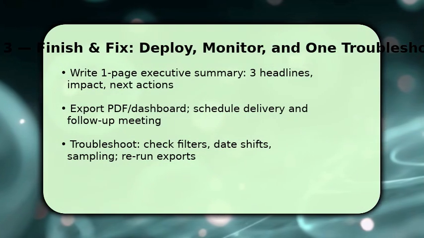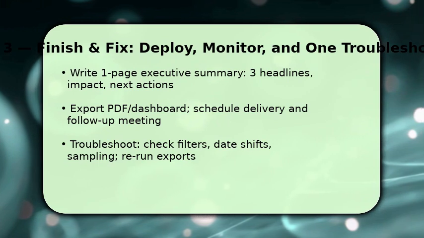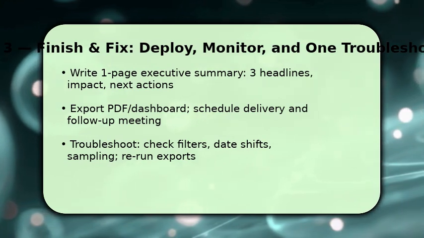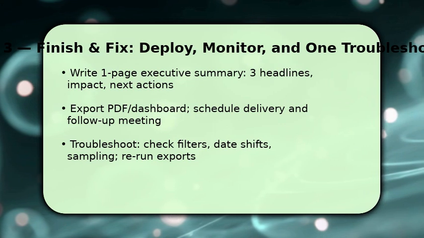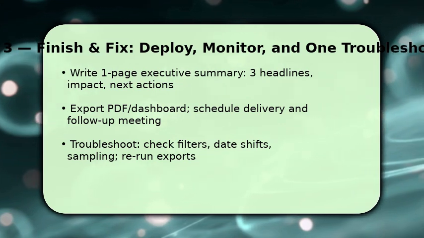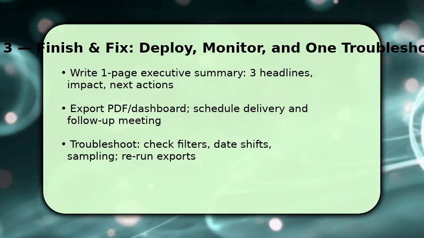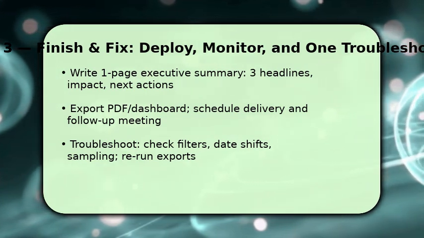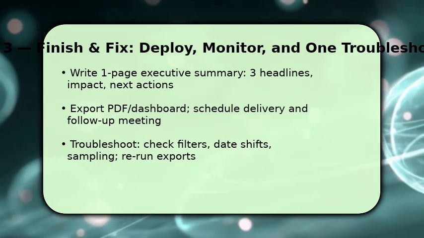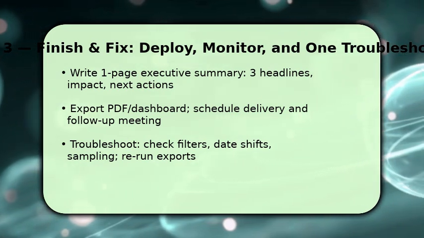Finish by writing a one-page executive summary with 3 headline insights, the business impact, and 2-3 next actions so recipients can act immediately. Export a PDF and share dashboard links. Schedule a short follow-up meeting to answer questions and assign owners. Make sure to archive raw data and version your report.